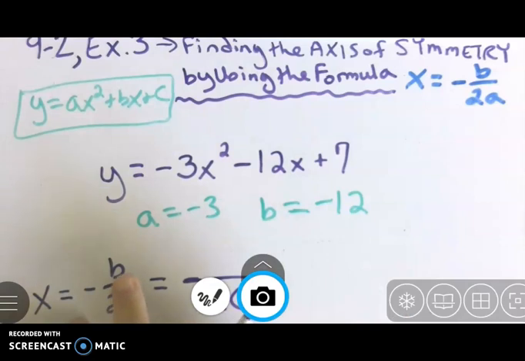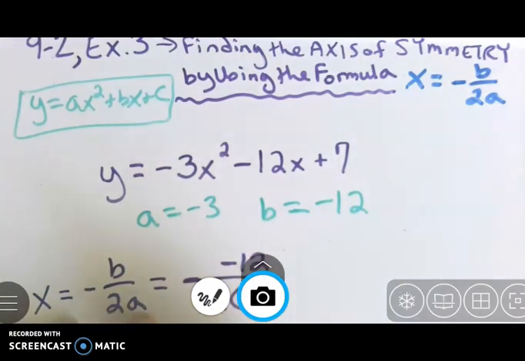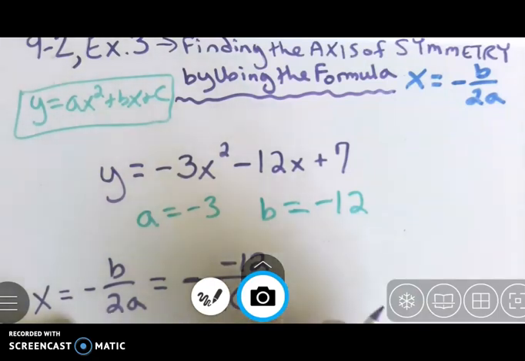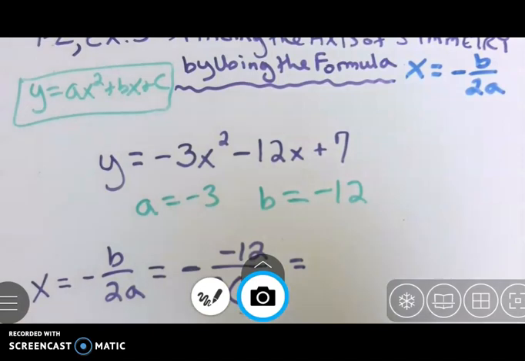So instead of b, what am I going to put? I'm going to put negative 12. And instead of a here, instead of 2 times a, I'm going to put negative 3. So 2 times negative 3. Now I need to simplify. Something I want you to notice is that I have an odd number of negatives. So 1, 2, 3. When I have an odd number of negatives, automatically my final answer will be negative. If it's an even number, it's going to be positive.